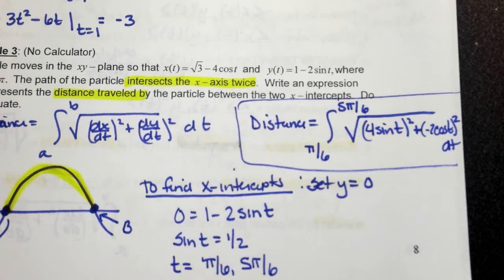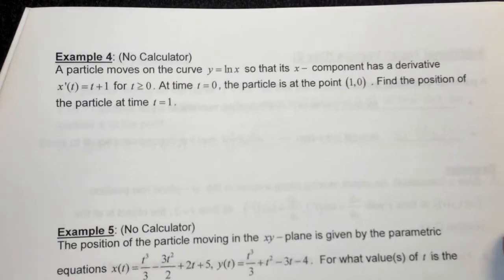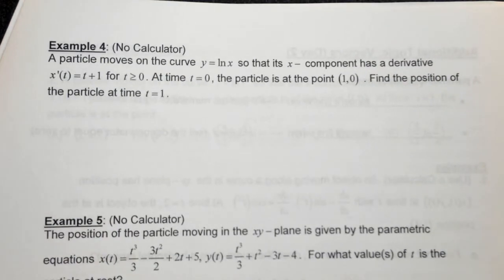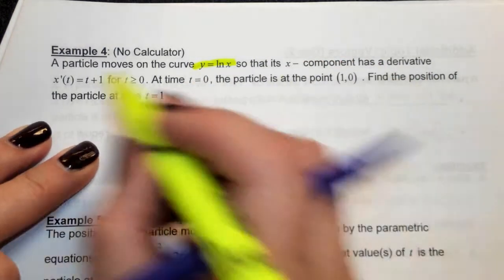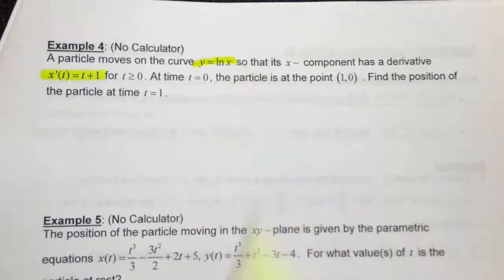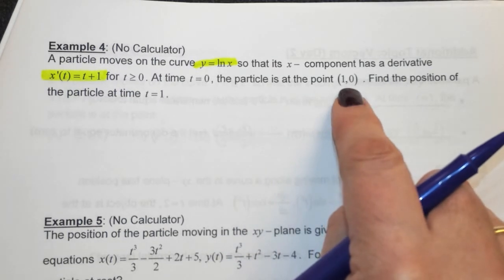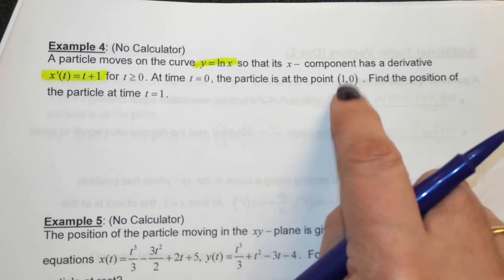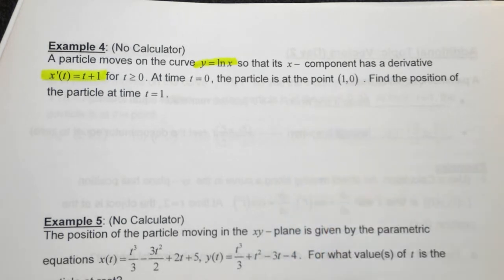All right, let's take a look at another example. Again, still no calculator. So now notice they're not giving you position anymore. They're giving me my function y equal to the natural log of x, and they're giving me just the derivative, x prime. And at time t equal to 0, the particle is at the point (1, 0). It's been a while. What is this (1, 0)? This is your initial condition. So find the position of the particle.